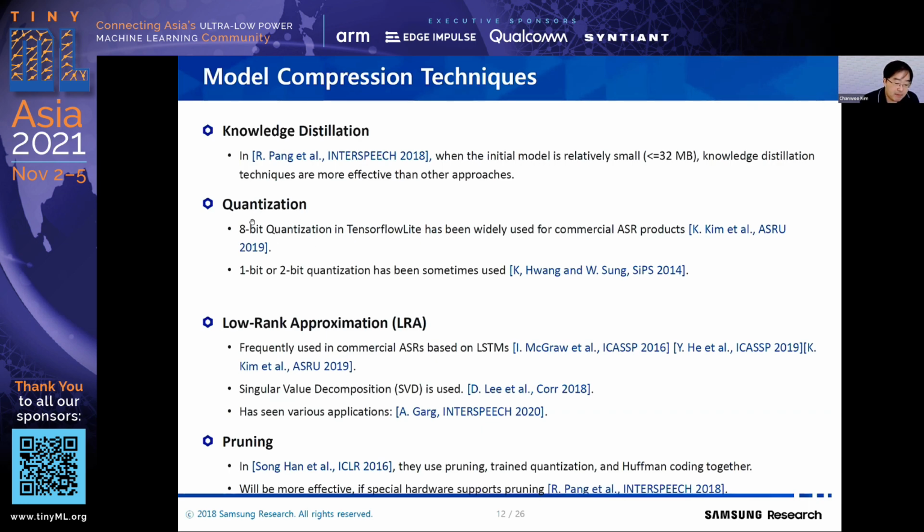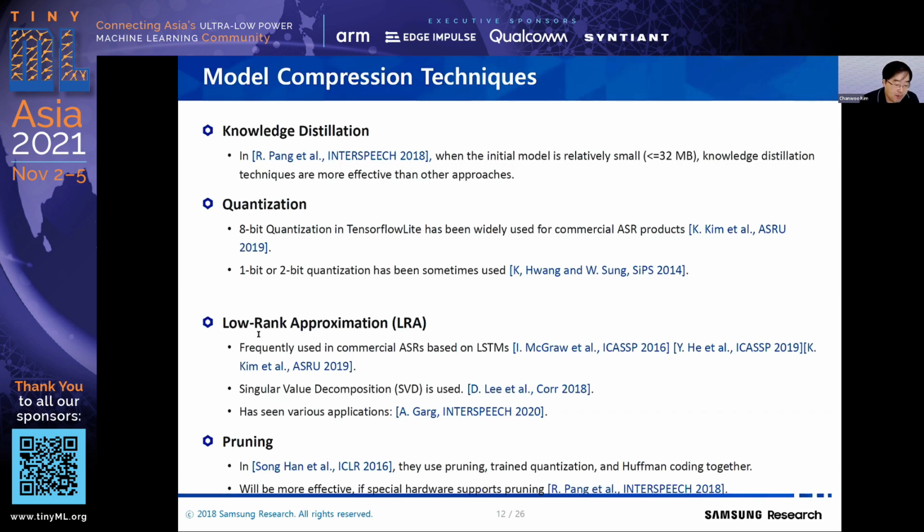And we also use the 8-bit quantization. If we are a little bit more ambitious, then we can try 1-bit or 2-bit quantization, but usually it's not very easy to maintain the performance. The other issue is that with application processors, usually we don't have 1-bit or 2-bit arithmetic units. So people usually use 8-bit quantization, but sometimes we use 4-bit quantization or less.